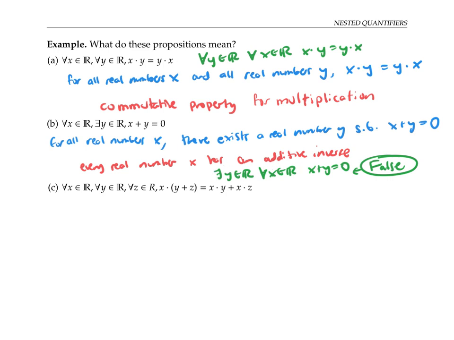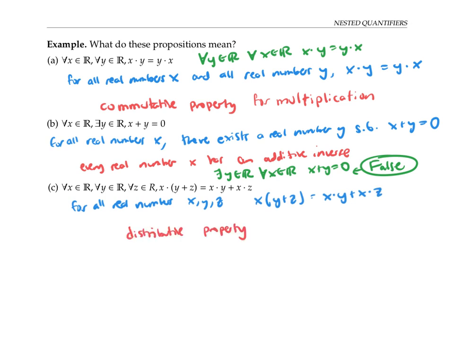The third statement is also a familiar property of arithmetic. It says that for all real numbers x, y, and z, if I multiply x times y plus z, I get the same thing as x times y plus x times z. That's known as the distributive property. We've practiced going from symbols to words. Now let's go the other way and go from words to symbols.